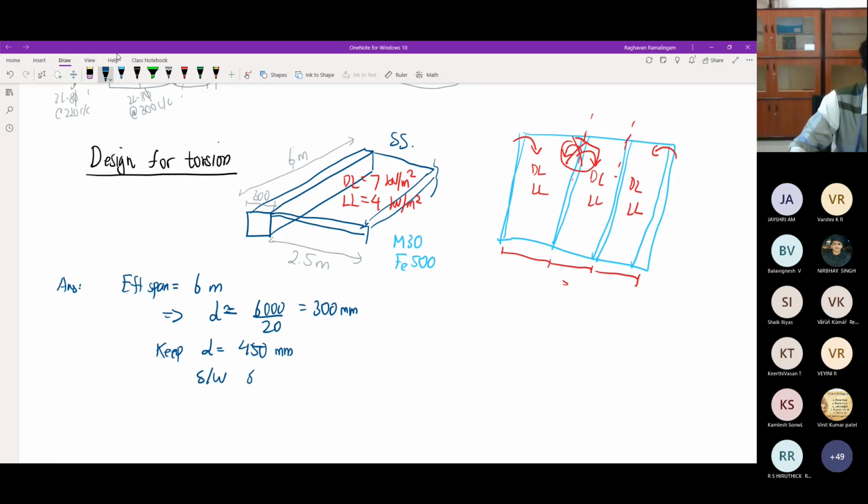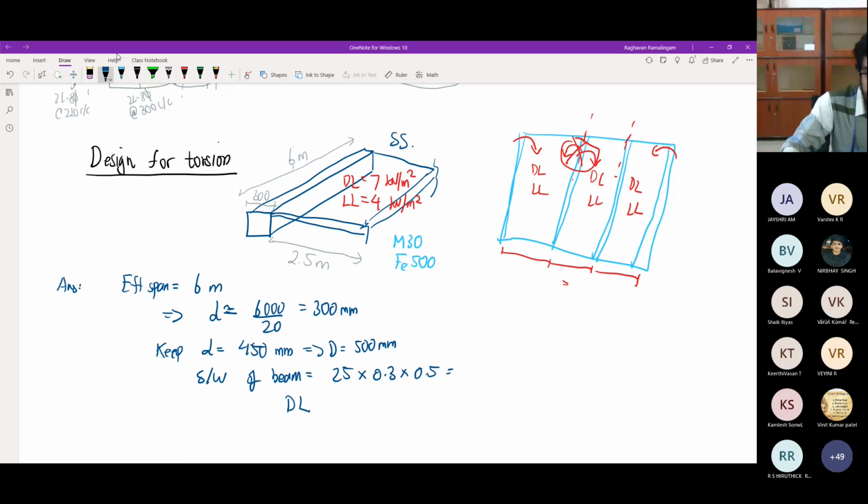It's nothing but 25 times, what is this? This is 300 breadth, and if this is 450, then the overall depth will be about 500. So this is the self weight.